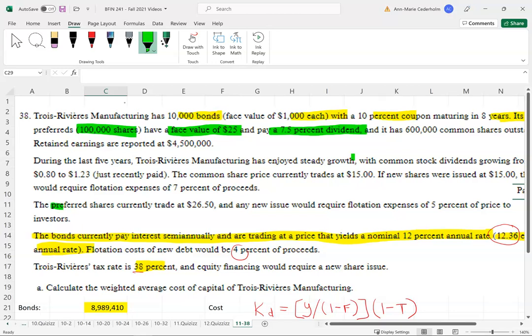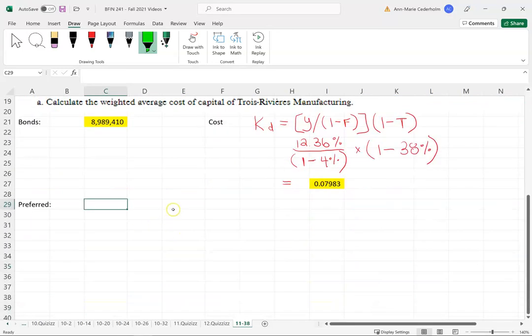And the preferred shares are currently trading at $26.50. And if we issue any new shares, we'd have a flotation expense of 5%. So that's just the cost of issuing the shares. Okay, so the first step is just trying to find the market value of the preferred shares.